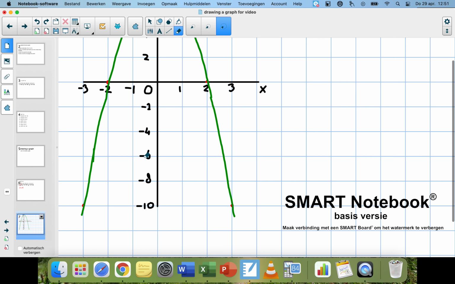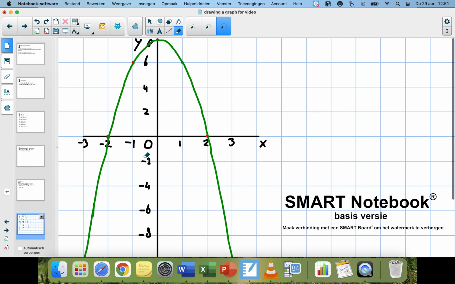And now we have our graph. We've done all the steps, we've made the table, we've drawn the coordinate system, drawn the points, and now have drawn the line through the points, the curve through the points, because it's not a straight line. So this is how we draw the graph for a quadratic formula.